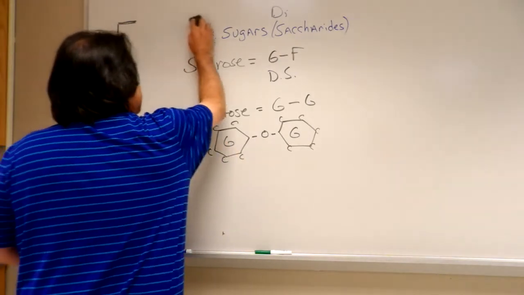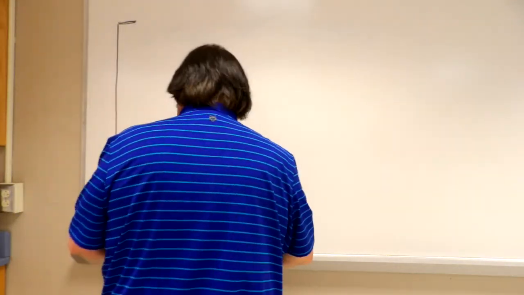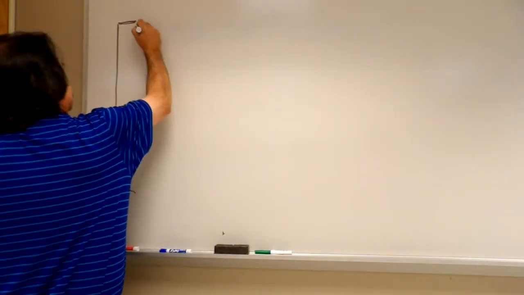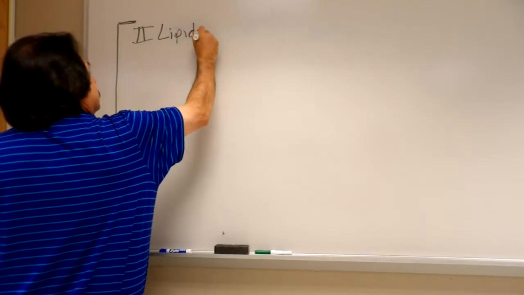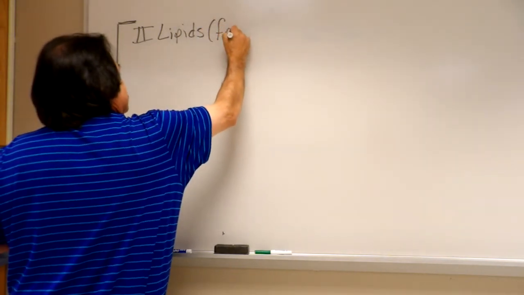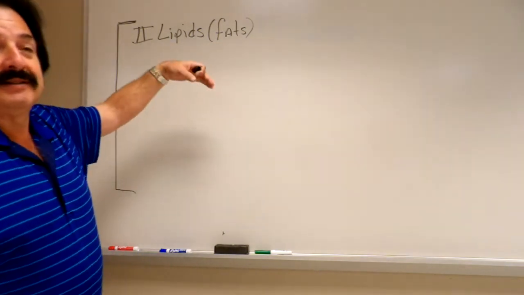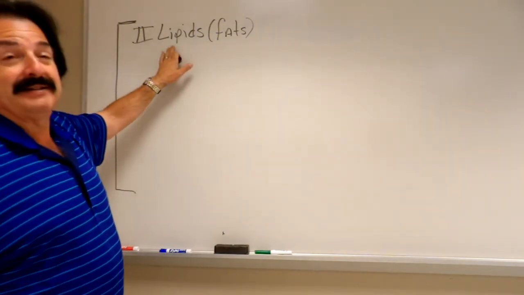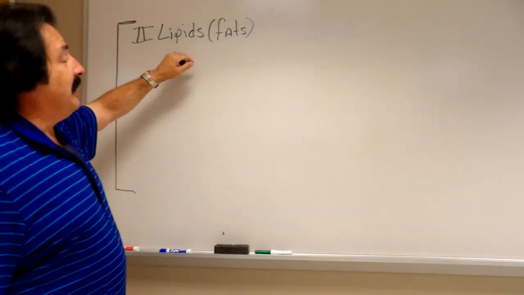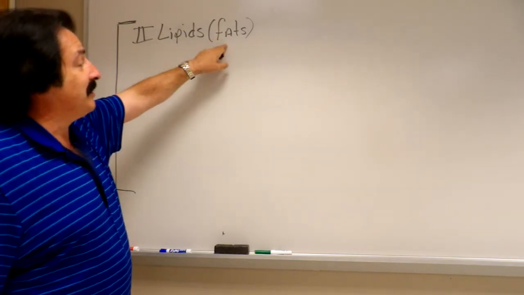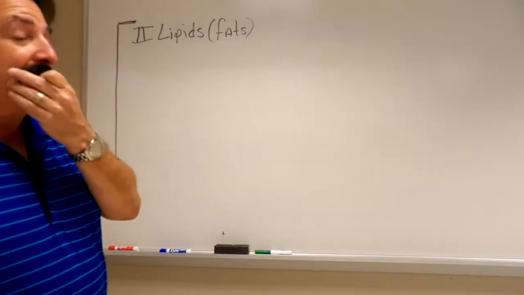Time to move on to lipids. Otherwise known as fats. So fat, like carbohydrate, is the vernacular. Lipid is the scientific name. For sugars, it's saccharides. So you have saccharides and sugars. Here we have lipids and fats. Okay? So what makes up a fat?